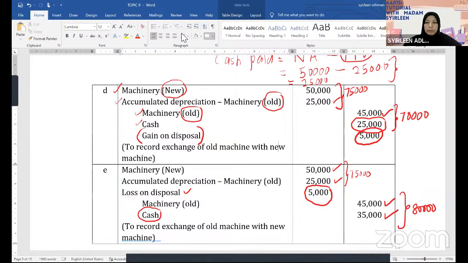Okay, alright. So now kita akan proceed with the next question. Okay, so sekarang we are done with question 8. Okay, kita akan buat soalan 9.